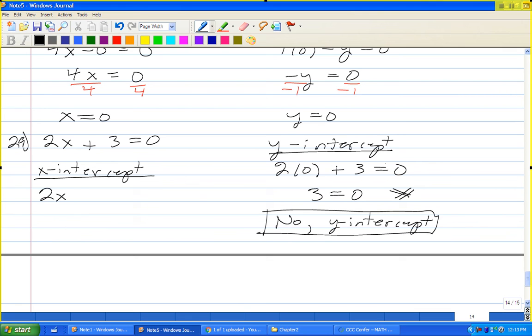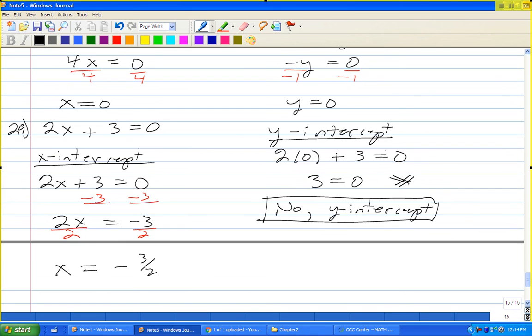Set y to 0. Solve for x. Subtract 3 from both sides of your equation. So 2x equals negative 3. Divide both sides of your equation by 2. So x equals negative 3 halves. And so that says that my x-intercept is at the point negative 3 halves, 0. Sorry about that. Okay. Let me do problem number 31.